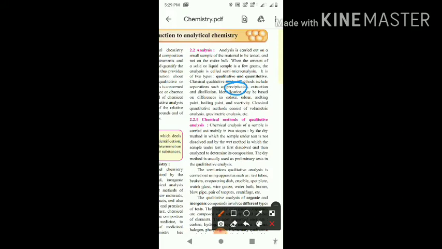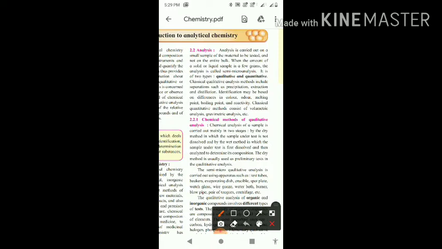Okay, so after this, the second process is extraction. In this extraction process, basically it is a separation process again, which consists of the separation of a substance from a matrix. There are various types of extraction processes, out of which one of the most popular is liquid extraction, commonly known as solvent extraction.